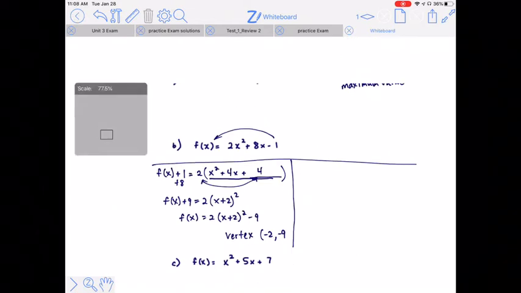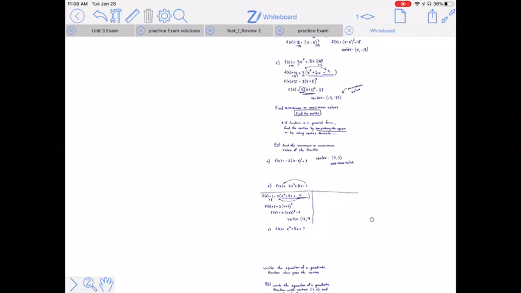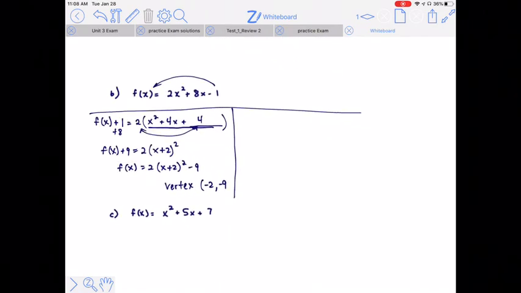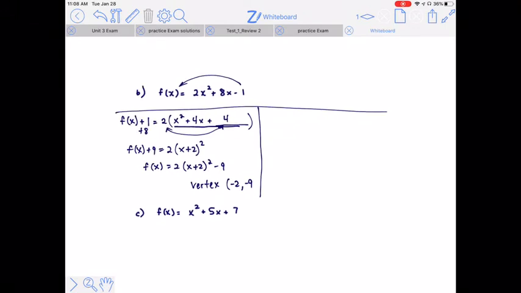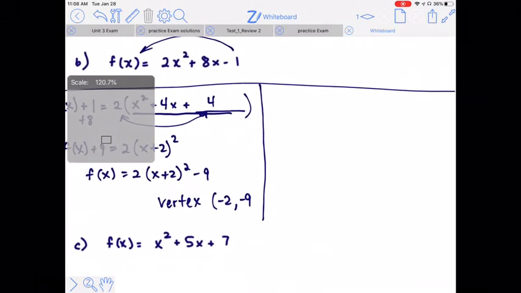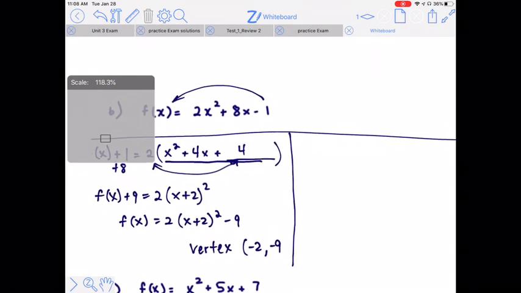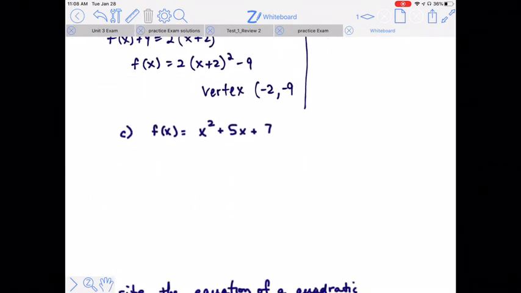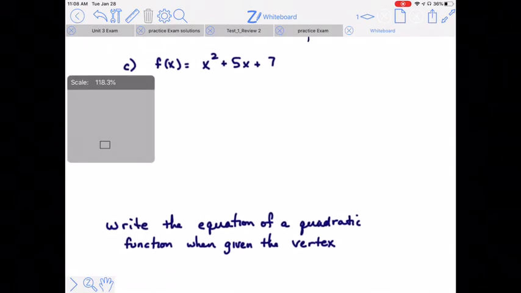The other way you can do this, sorry, just trying to orient this, is, now let me skip down here. Oops.